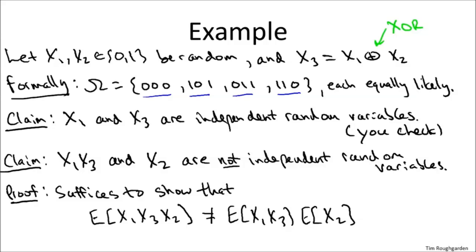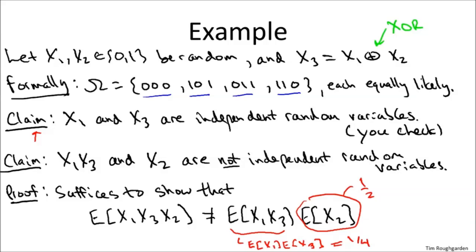How about the expected value of x1 times x3? Well, from the first claim, we know that x1 and x3 are independent random variables. Therefore, the expected value of their product is just the product of their expectations. This expectation is equal to the expected value of x1 times the expected value of x3. And again, x1 is equally likely to be 0 or 1, so its expected value is a half. x3 is equally likely to be 0 or 1, so its expected value is a half. So the product of their expectations is 1/4. So the right-hand side here is 1/8, 1 half times a quarter, so that's an eighth.